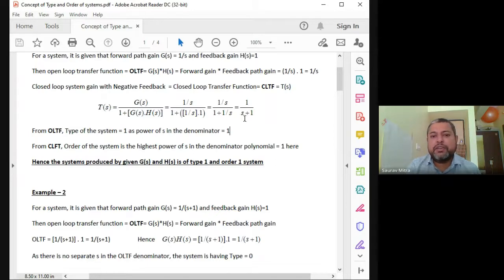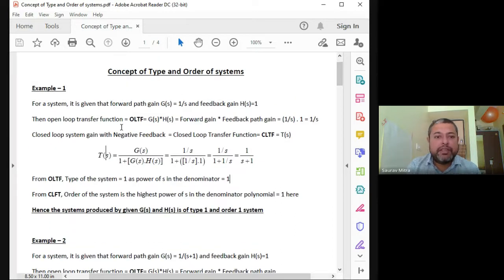In this case, we find the closed loop pole is at S equal to -1. Where is the open loop pole? You can find out the OLTF. So the OLTF is 1 by S. There are two concepts you have to understand very clearly. The open loop pole is at S equal to 0. The open loop transfer function is G(S) into H(S), which is 1 by S. If you see S in the denominator, where is this S situated? It is situated at S equal to 0, which is called the origin.